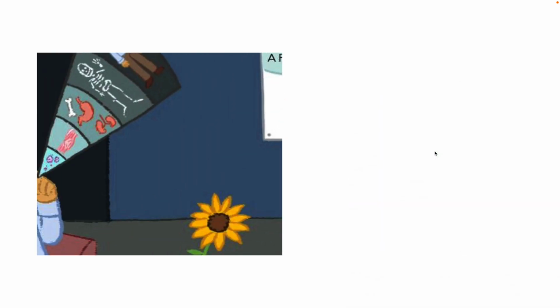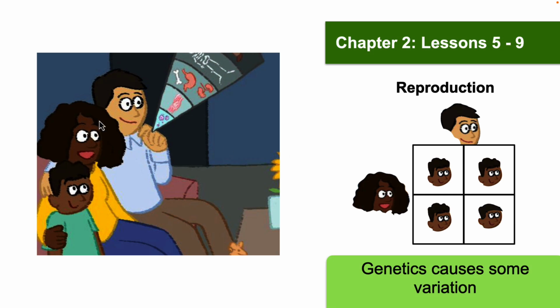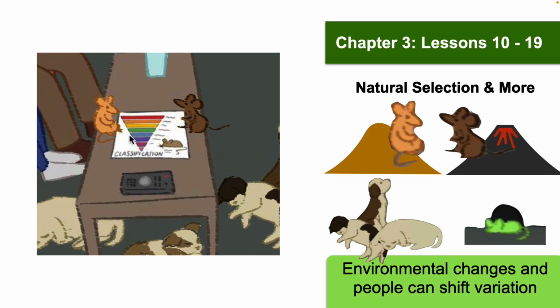To explain the differences between individual potatoes or individual people, we look at the fundamentals of how genetic code is passed from parent to offspring during reproduction during chapter 2. Then we look at natural selection and artificial selection. We gain the overall picture that environmental changes and people can shift variation. These shifts can help a population survive or doom it to fail.